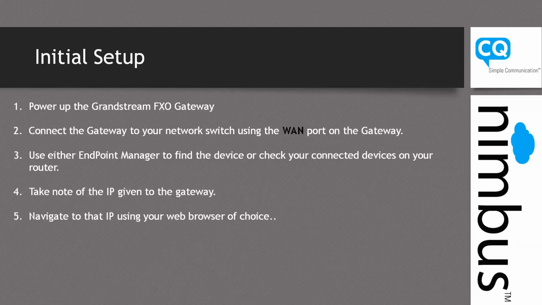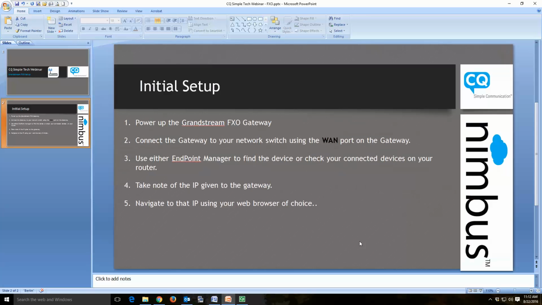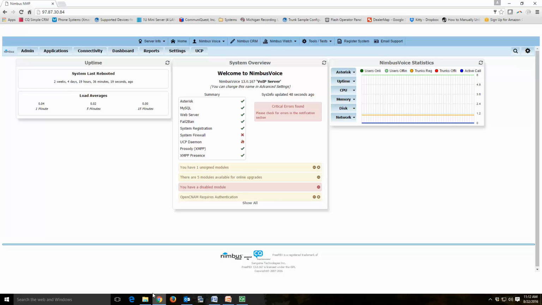So the biggest thing, I think, a lot of people use the LAN port, but in this case for the programming you use the WAN port to connect it to your switch, and then once it's programmed you just continue to use that WAN port, so you don't need to change that later on. So let me take you to our demo system.